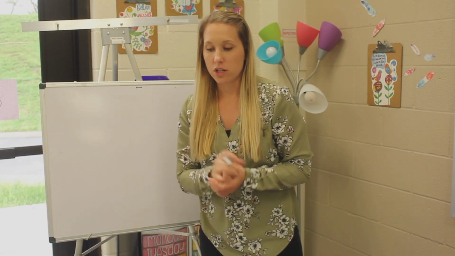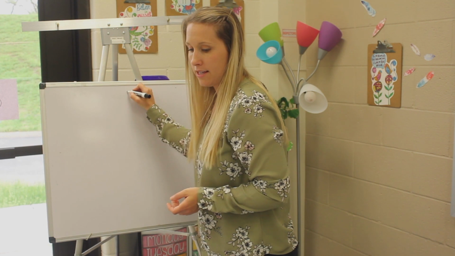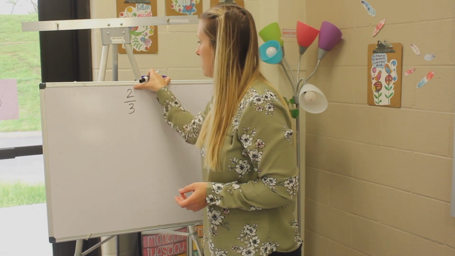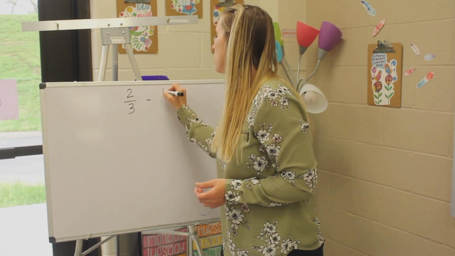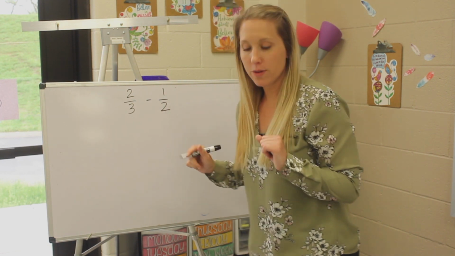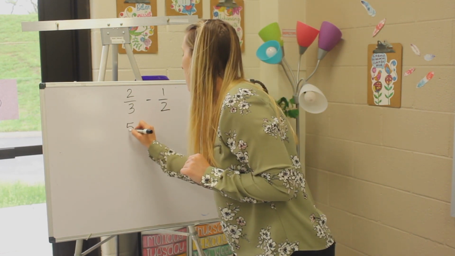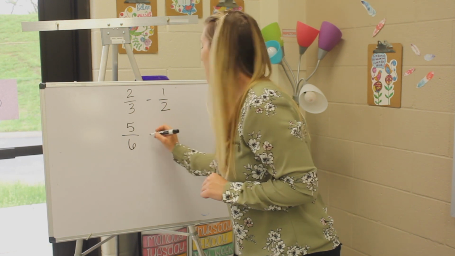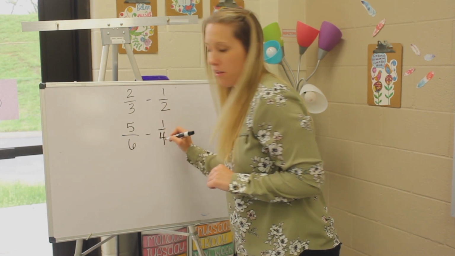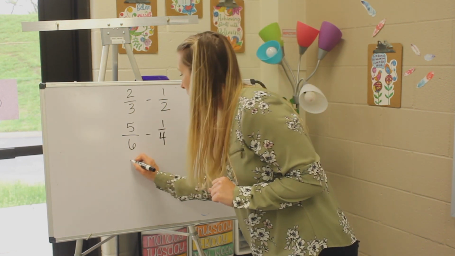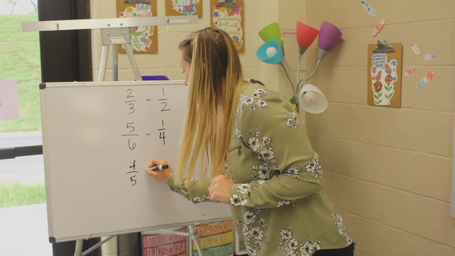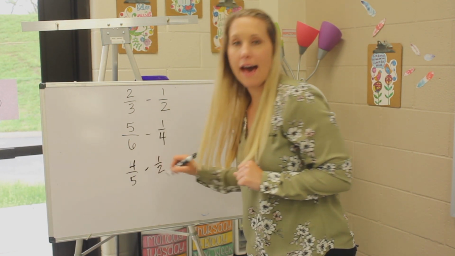Your directions are to subtract the fractions using a strategy to create equivalent fractions. The first problem is 2/3 minus 1/2. Your second problem is 5/6 minus 1/4. And your third problem is 4/5 minus 1/2.